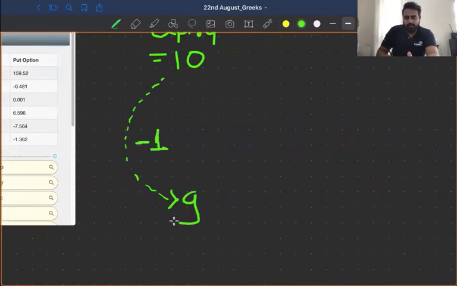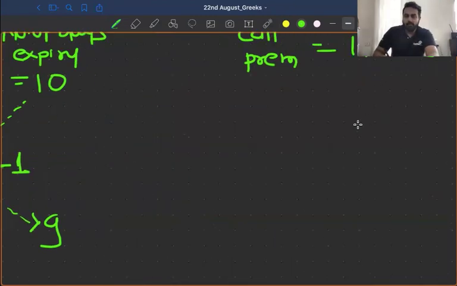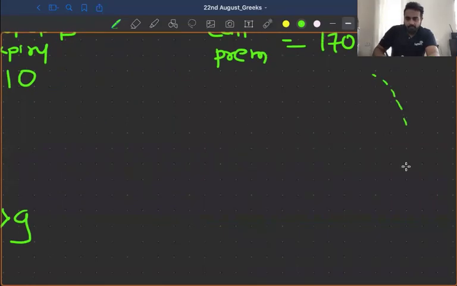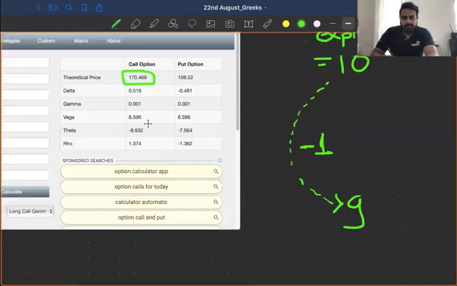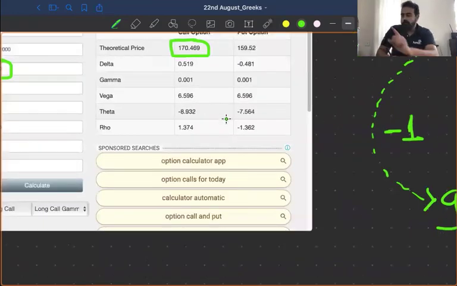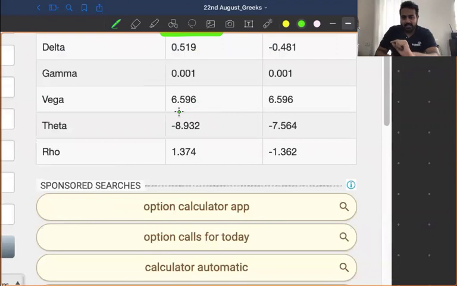and now the number of days left for expiry are 9 days, which means today passes, nothing happens today, and you suddenly open your computer terminal tomorrow, then what will happen to your call premium? Of course, we know that as the time is reduced, the option premium is going to reduce, but by how much? So for every day, the option value will lose $8.93. That's how easy the theta interpretation is.